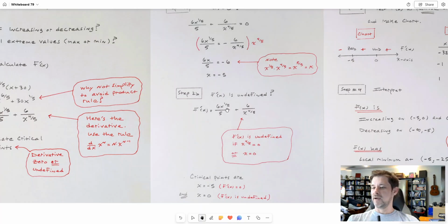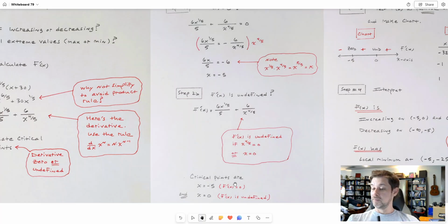I don't see dividing by 0 being a possibility here because I just have 5. But the x there, or the x to the 4/5, would make this expression undefined if it was 0. To solve that is to take 0 to the 5/4 power and you'll get 0. So this is undefined if x is 0 because you'll be dividing by 0 in that case.